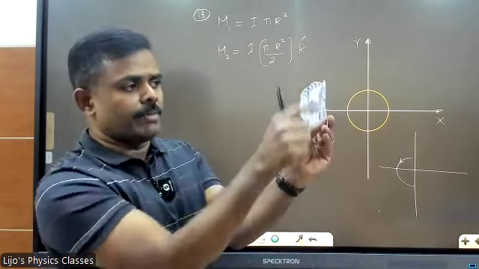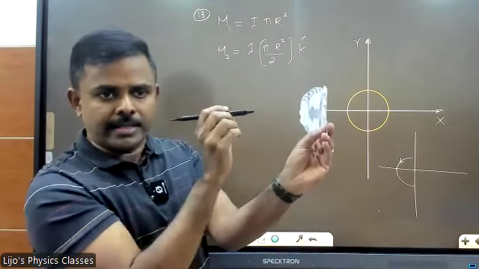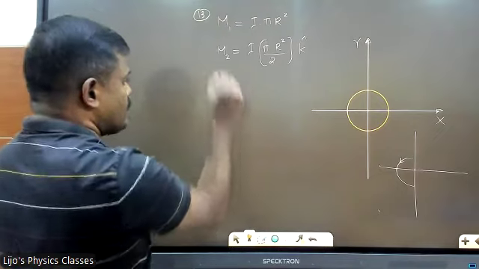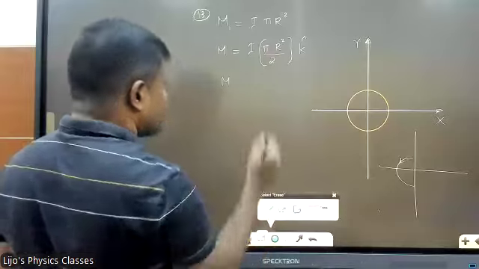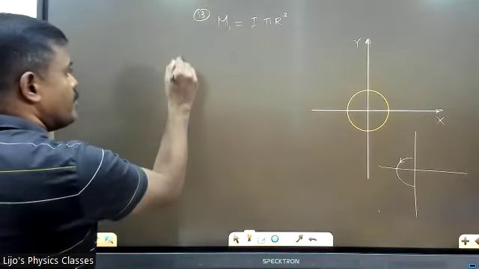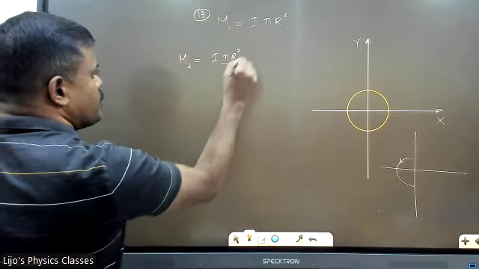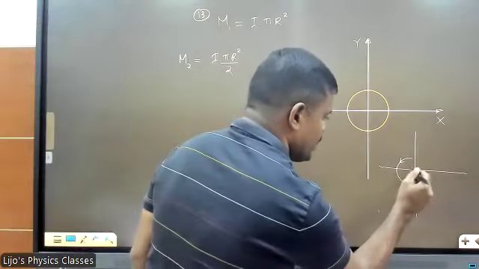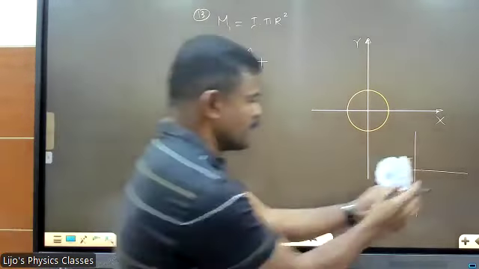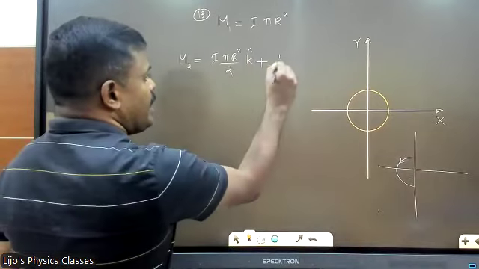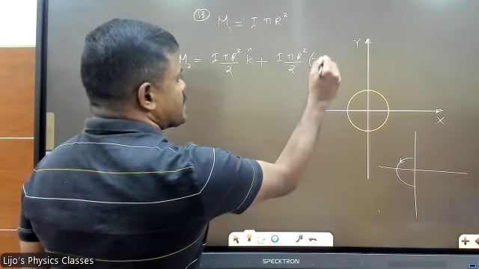Now, what about this part? The area vector is this way. This part is called minus I cap, right? So I'm writing M2, which is not yet completed. M2 is equal to I pi r square divided by 2, for this part it is out, out means plus K cap. For this part, it is I pi r square by 2 into minus I cap.